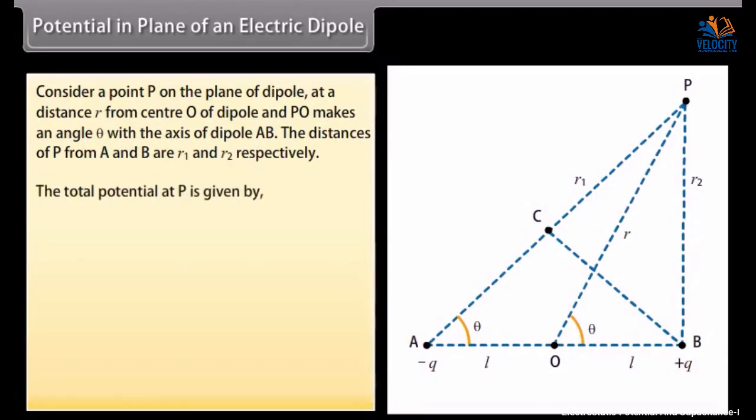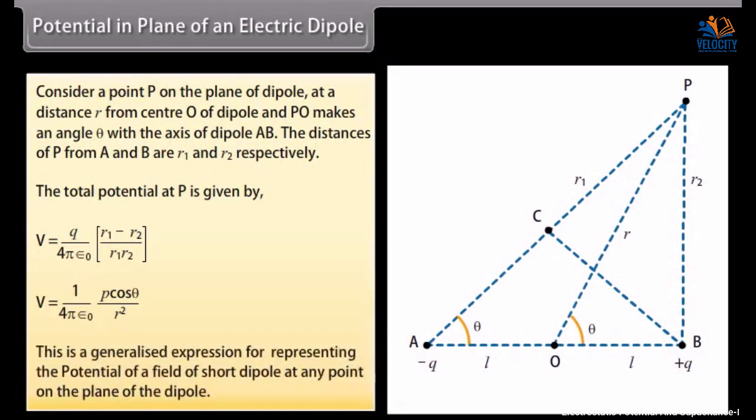The total potential at P is given by V equals q upon 4 pi epsilon naught multiplied by (R1 minus R2) upon R1 R2, which is equal to 1 upon 4 pi epsilon naught multiplied by p cos theta upon r square. This is a generalized expression for representing the potential of a field of a short dipole at any point on the plane of the dipole.